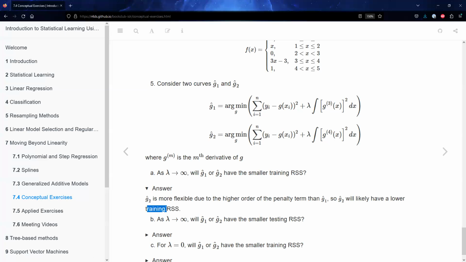Looking at the training set, G2, being a 4th degree polynomial rather than a degree 3, has more flexibility, and therefore would likely have a lower training set RSS.